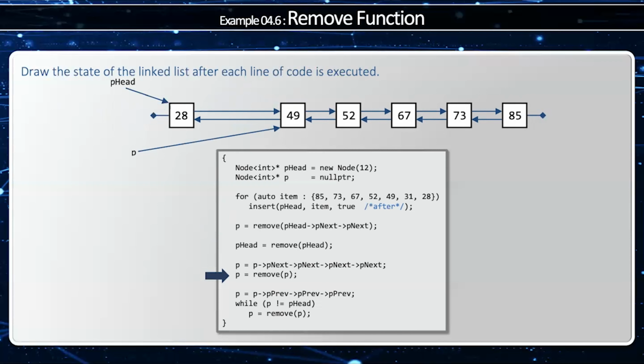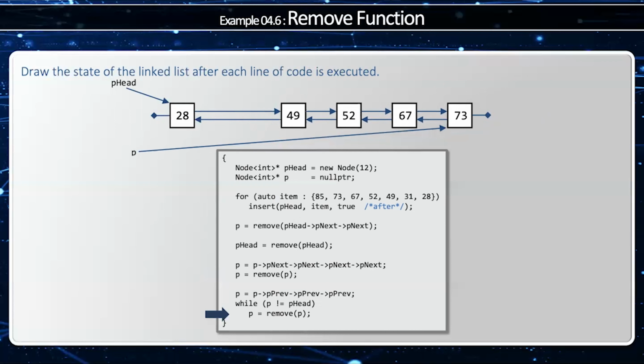Okay, right now p points to 49. P arrow p next, p next, p next, p next is going to be 85. When I remove 85, then first of all, I'm going to make sure that 73 no longer points to 85, which will get the null pointer. Then I'll remove 85. Now here's the tricky part. I would normally return p next after the one I'm removing, but since 85 is the tail node, then I'm going to return p head, p previous instead, which should be 73.